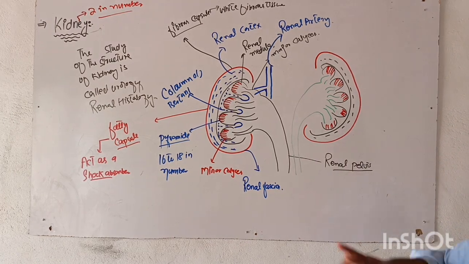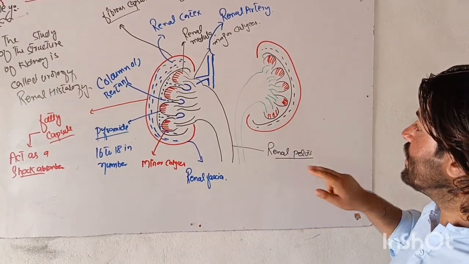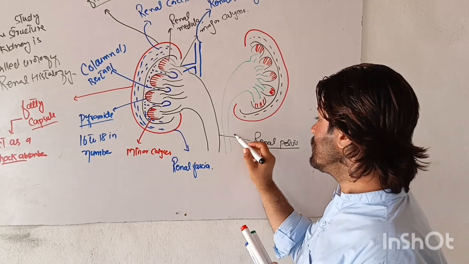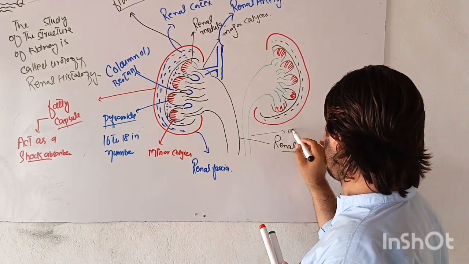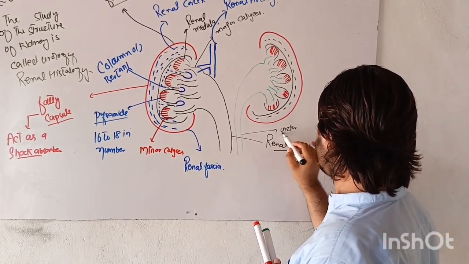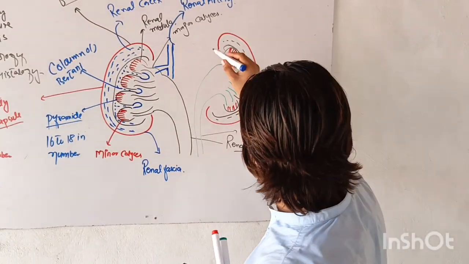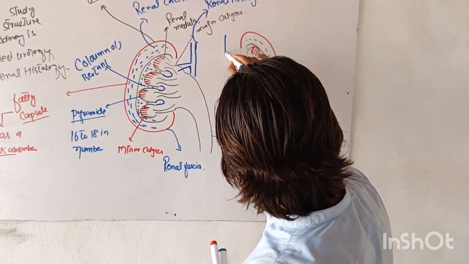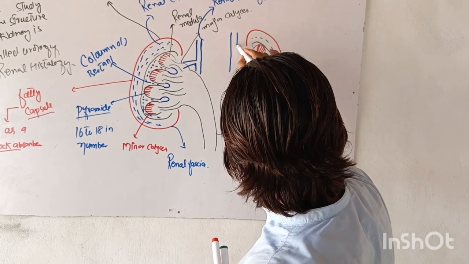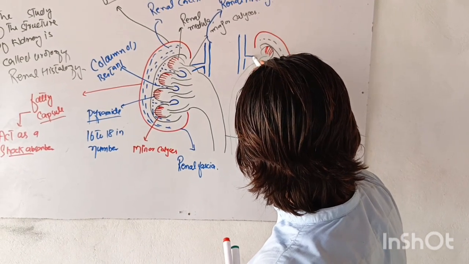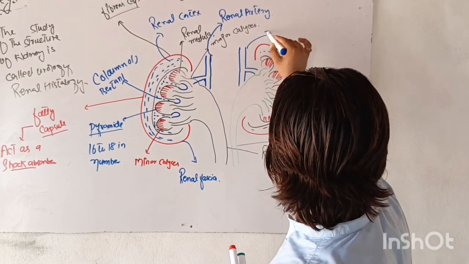So the kidney is 2 in number, and that part is also known as the ureter. And here, this is called the renal vein.